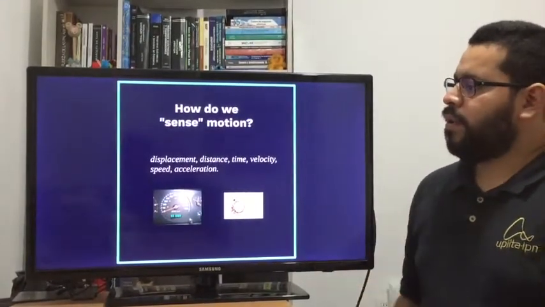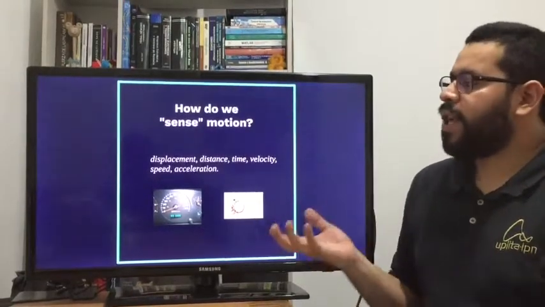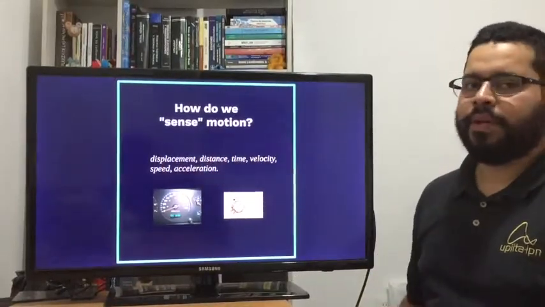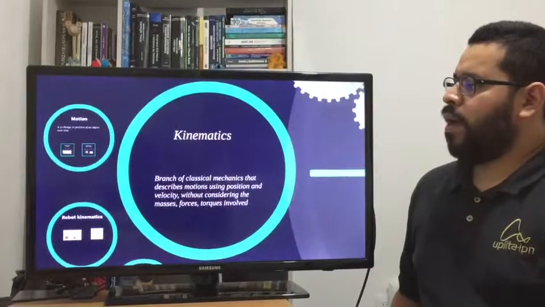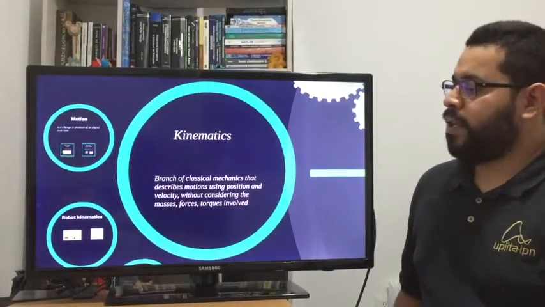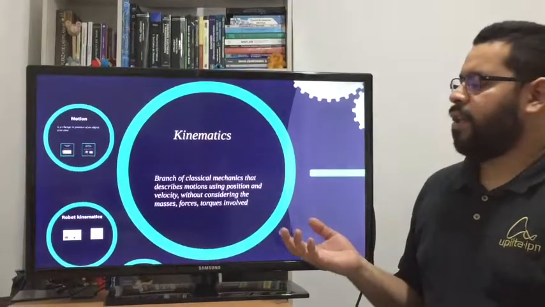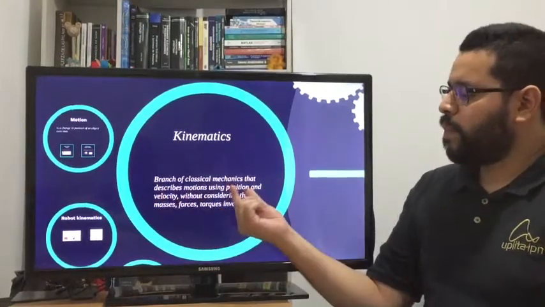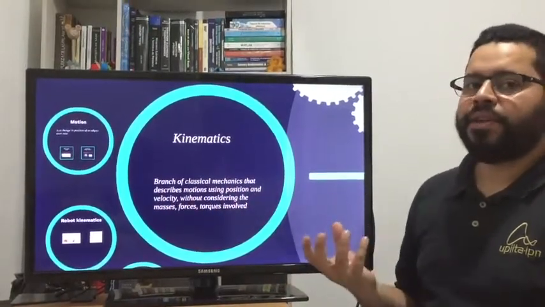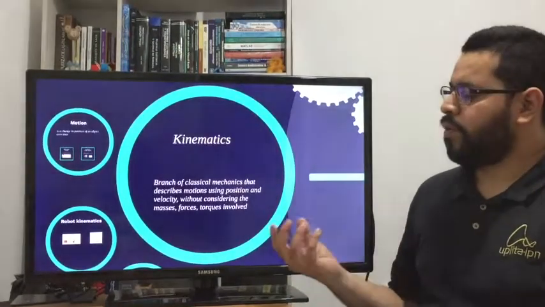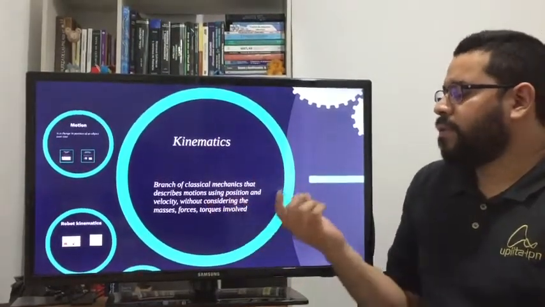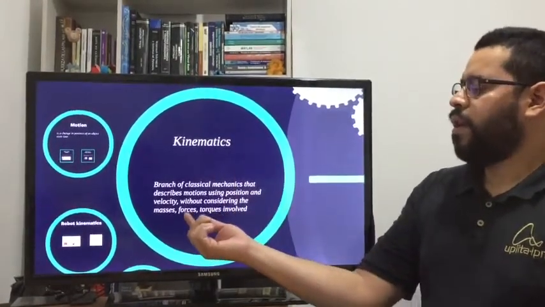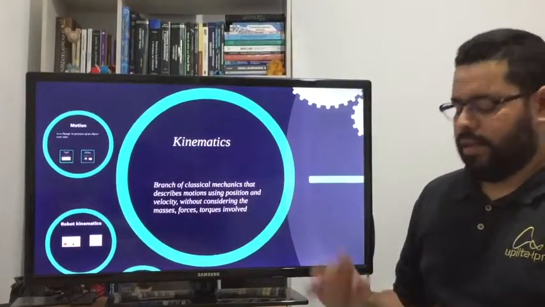So what are the effects of the motion, or how do we sense or measure motion? We measure it through displacement, distance, time, etc. And now we can state what kinematics is. It's a branch of classical mechanics that describes motions specifically using position and velocity. Position and velocity are things that we can measure about motion, so they are effects of motion. Kinematics disregards the causes of the motion. The causes, as we mentioned, are forces, torques, masses, and inertias.